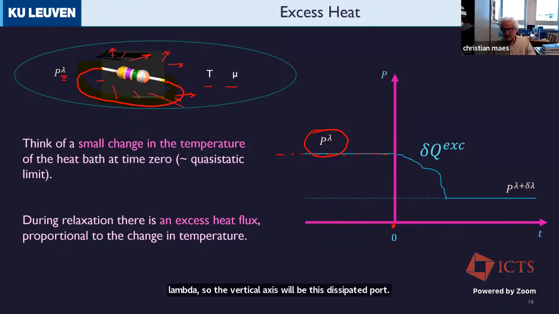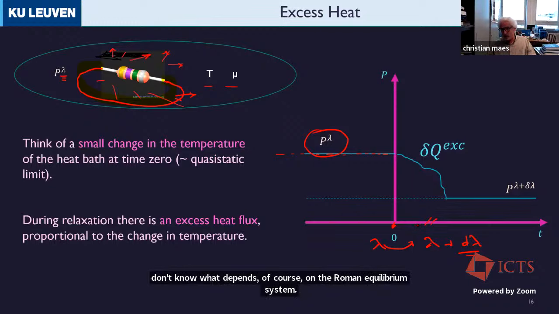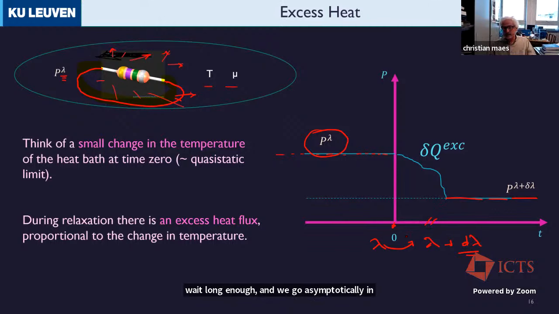Then let us imagine that at time zero, we are making a small change in the parameters. So here we had parameters lambda, and now I change them to lambda plus d lambda, where d lambda is a small change. It could be a change in temperature. It could also be a change in intrinsic properties of the battery or in the resistor. It depends, of course, on the non-equilibrium system, what kind of parameters we have. Well, if we wait long enough and we go asymptotically in time, then we will have a new non-equilibrium steady state, and there will be a new dissipated power associated to that condition.